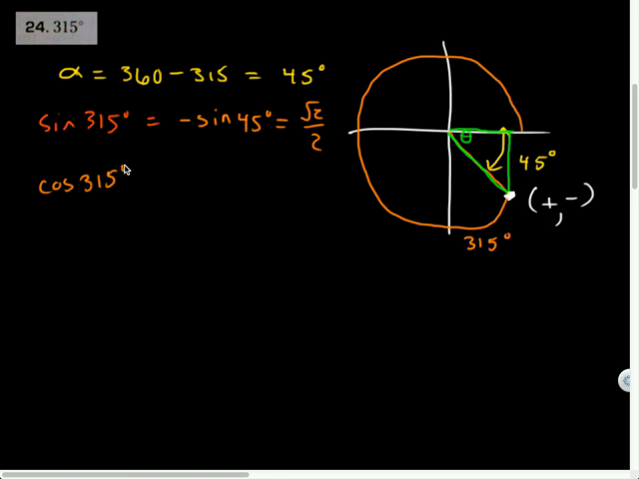So cosine of 315 degrees, is cosine positive or negative in this quadrant? Positive. So that will be, you don't have to write this plus sign, I normally wouldn't, but just to emphasize, the same as cosine of 45 degrees, and according to the hand trick, that is also root 2 over 2.